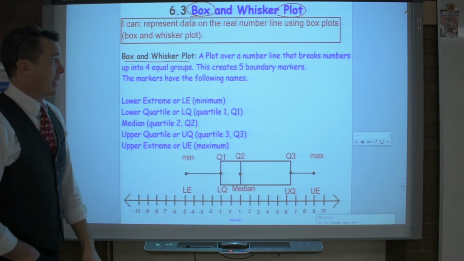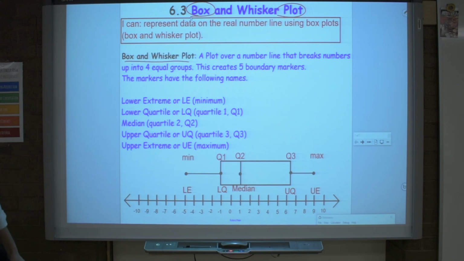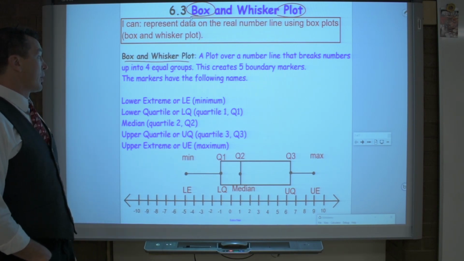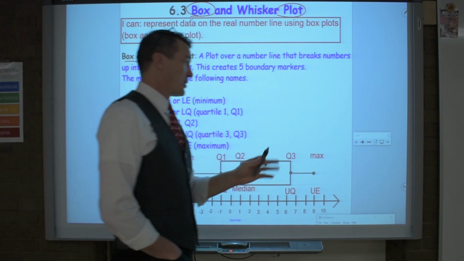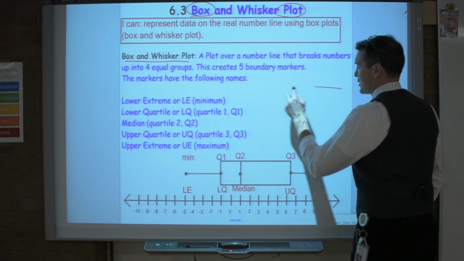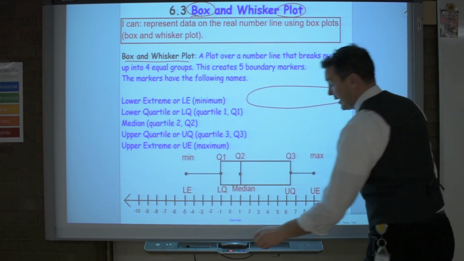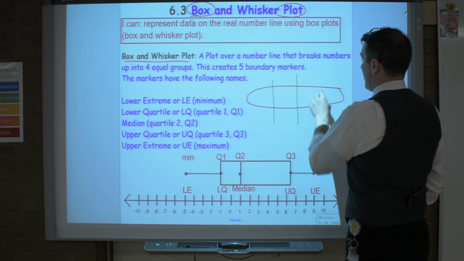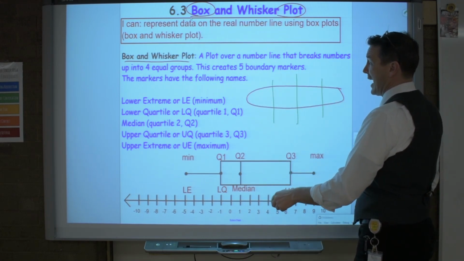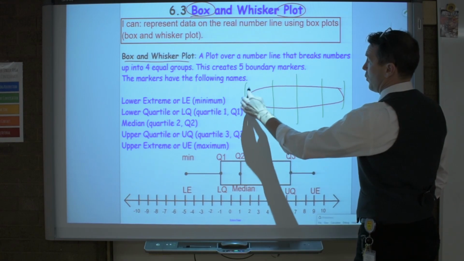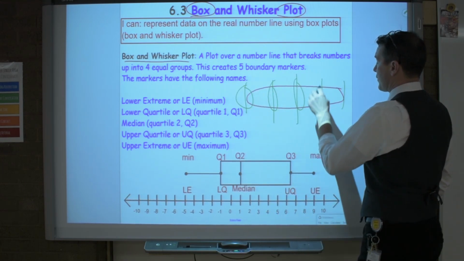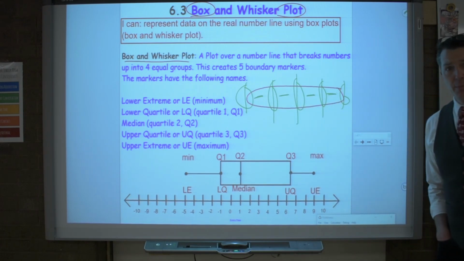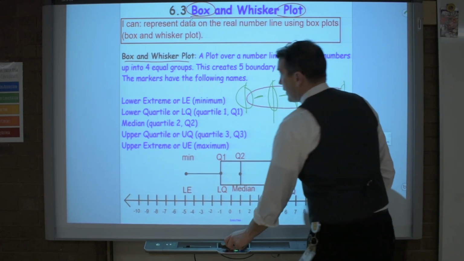A box and whisker plot is a plot over a number line that breaks numbers into 4 equal groups that creates 5 boundary markers. The markers have the following names. And so what I'm talking about is, so pretend that we have this big chunk of data here. And if we cut it into 4 parts, 1, 2, 3, 4 parts, then we end up with 1 boundary, 2 boundary, 3 boundary, 4 boundary, 5 boundary. That gives us our 4 parts. So that's what they're talking about here.